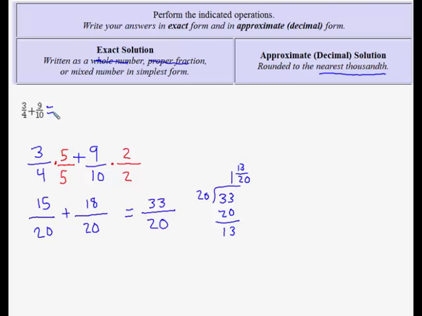Since I've done no rounding, this is an exact answer. 3/4 plus 9/10 is 1 and 13 twentieths. It's called a mixed number because it has both a whole number, the number 1, and a fraction in its form. Now I need to go to a calculator and get an approximate value.